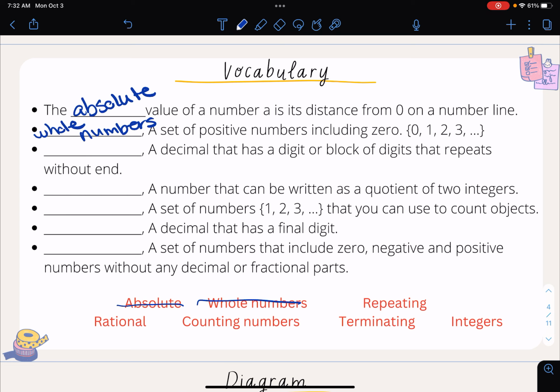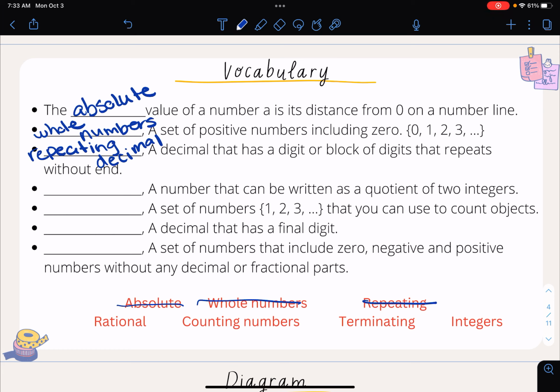And then the third one says a decimal that has a digit or block of digits that repeats without end. Okay, so that one you have a hint in the definition. And so yes, it would be repeating. So you can put repeating or you can put repeating decimal.